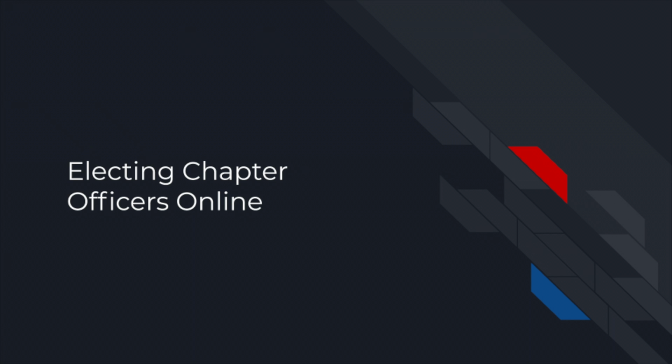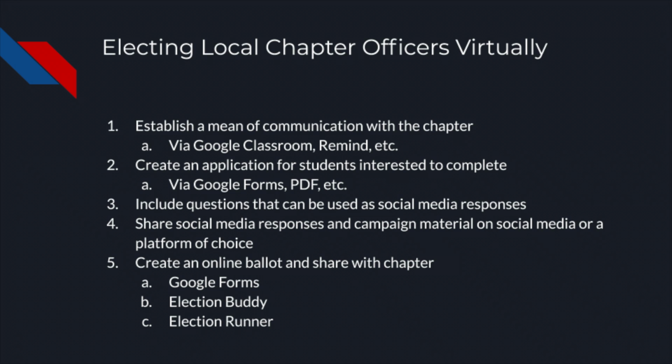In the event that you have not elected your officers for the upcoming school year, we've outlined a fun and engaging way for you to do so. Initially, advisors should establish a means of communication with the chapter. This could be via Google Classroom, Remind, or the advisor's preferred mode of communication. This will assist in the relaying of information regarding the election process and elections themselves.